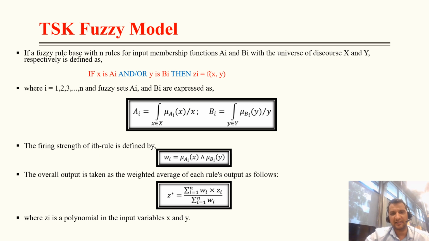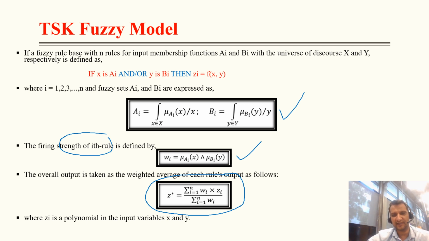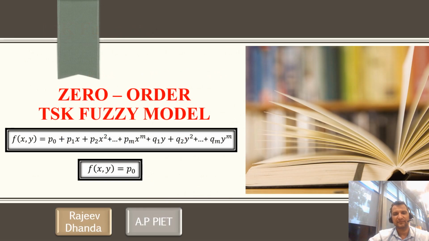So this is the TSK fuzzy model, and this is the rule where we find the degree of firing. We have to take the minimum of them, and this is the aggregated output. The output will be crisp, so no defuzzification is required. We will continue with an example. First of all, we will discuss the zero order TSK fuzzy model.